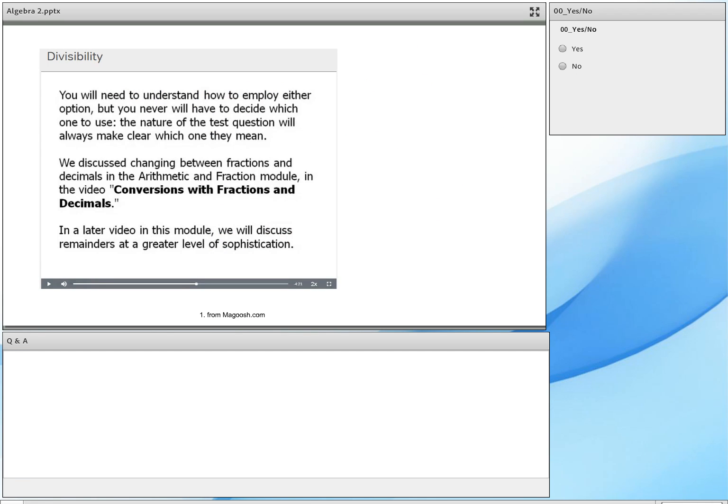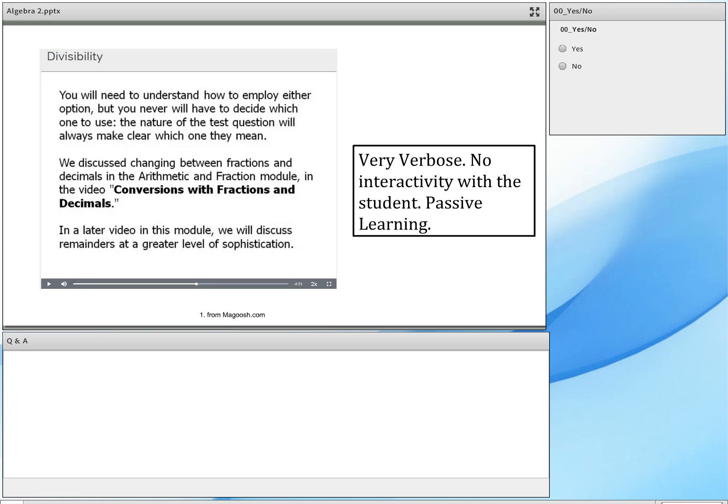Contrast that with what you see in a typical file in Magoosh. Very verbose, no interactivity with the student, and very passive learning.